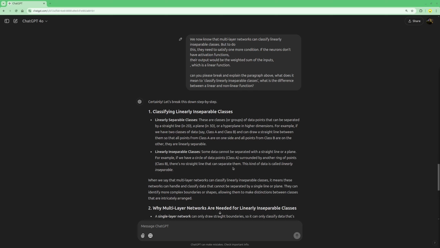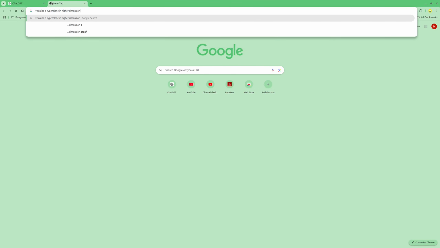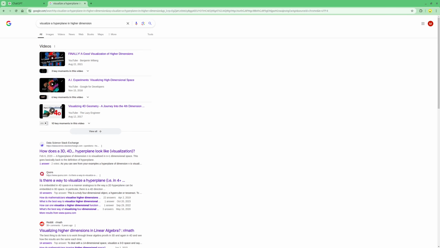Classifying linearly inseparable classes. Linearly separable classes are classes or groups of data points that can be separated by a straight line, or a plane, or a hyperplane in higher dimensions. Visualize a hyperplane in higher dimension. How does it look? Higher dimension.